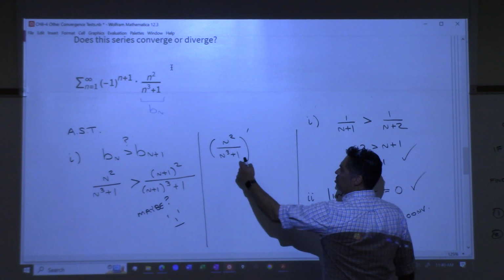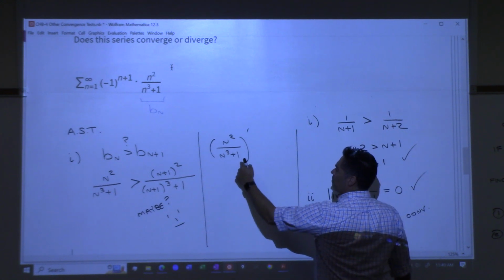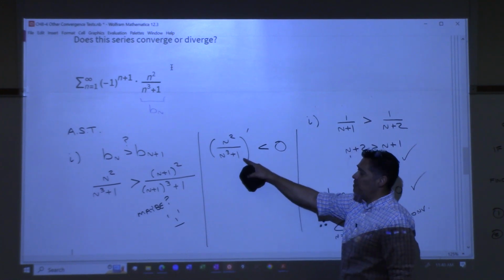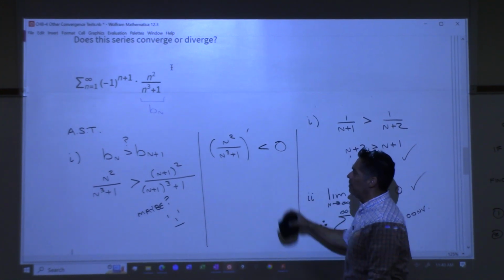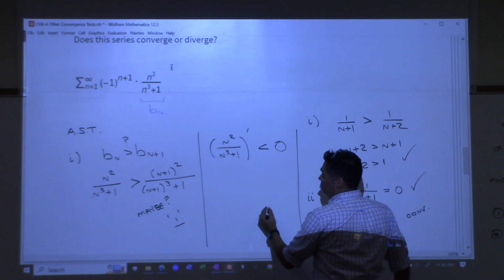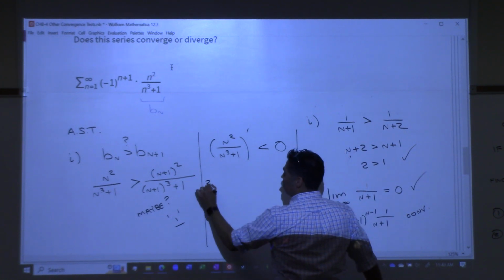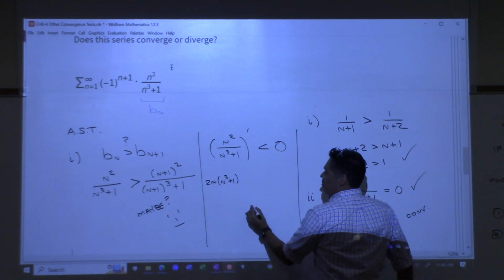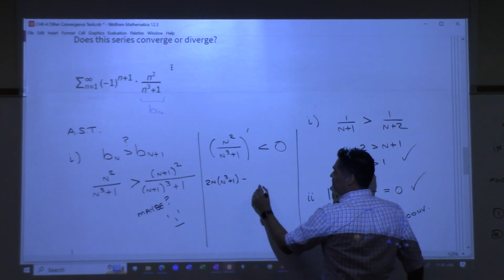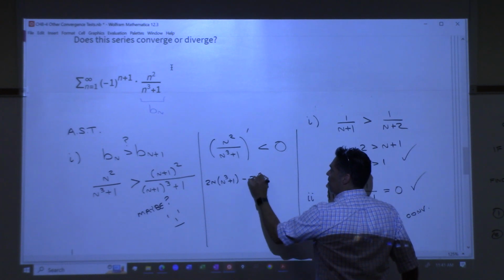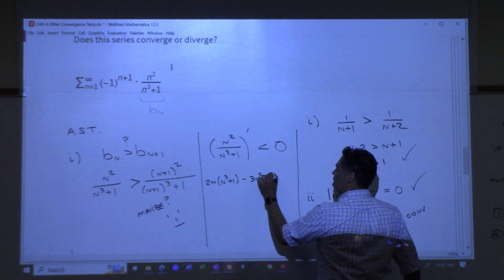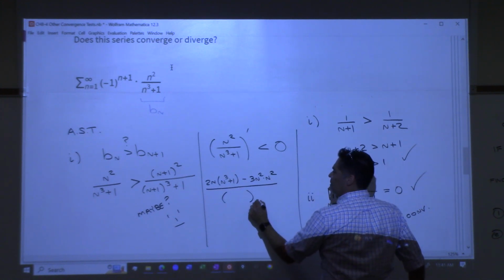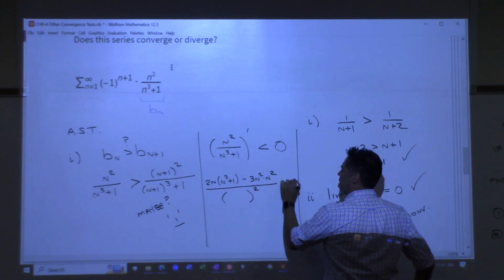What is it that we want to show that this is? Negative, less than 0. Can you prove to me that this derivative will be negative? How do you take the derivative of that? Quotient rule, right? So 2n times n cubed plus 1, minus the derivative of the bottom, 3n squared, times the top, all over the bottom squared. Okay, is that less than 0?